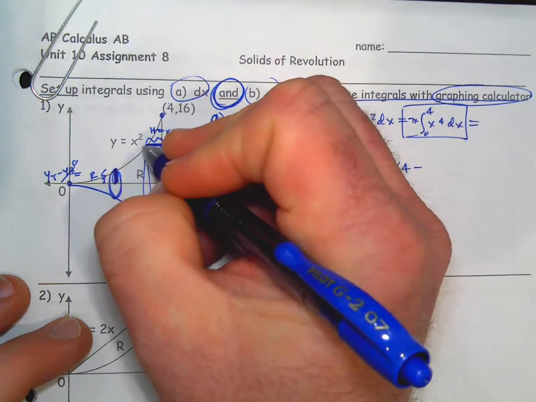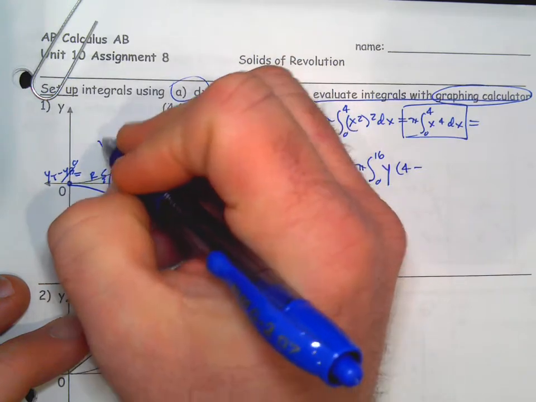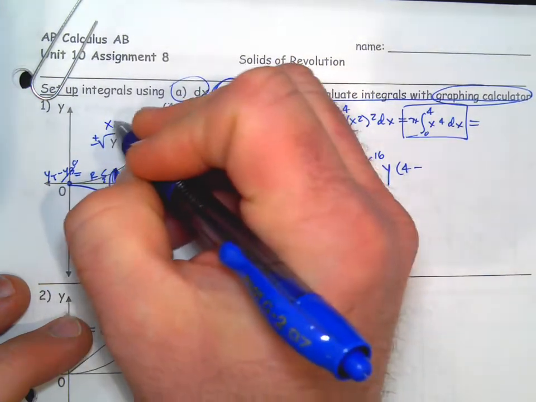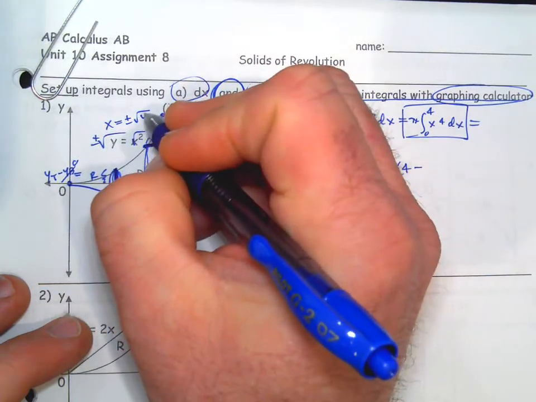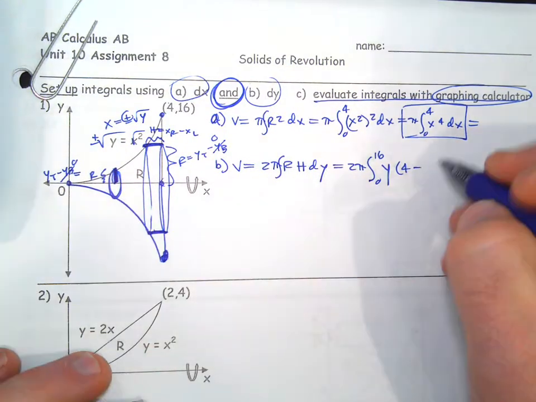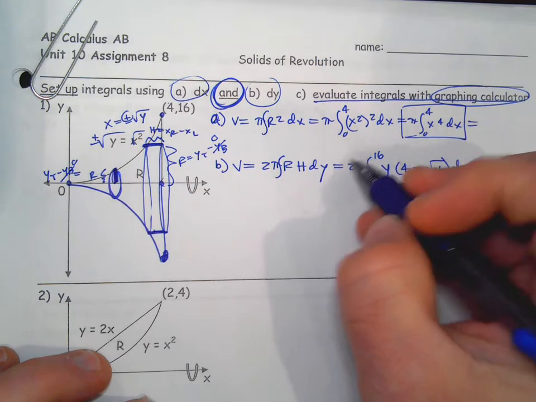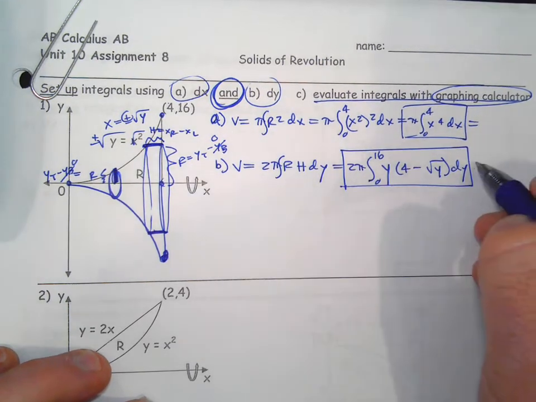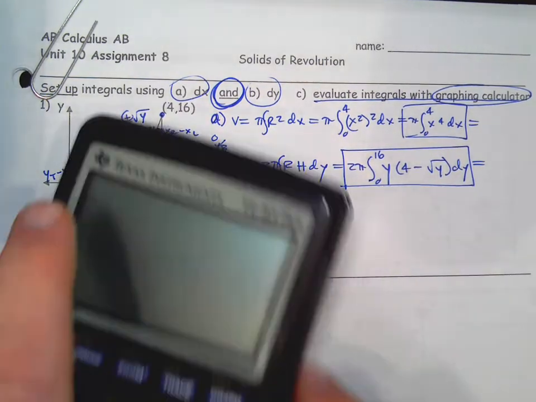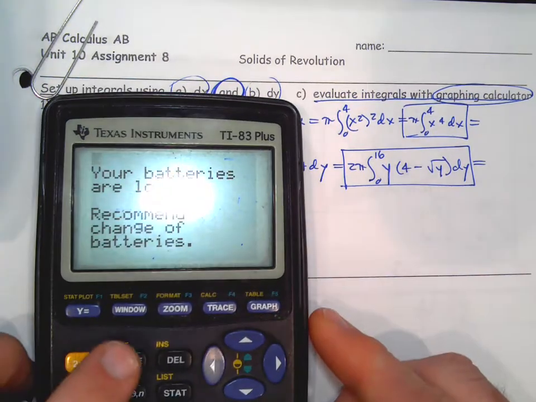X left, in terms of y, take square root of both sides, plus or minus. So x equals plus or minus square root of y. We want the positive one because it's the right side of the parabola. So it's going to be square root of y dy. That's it. So if we plug these into our calculator, we check these out.